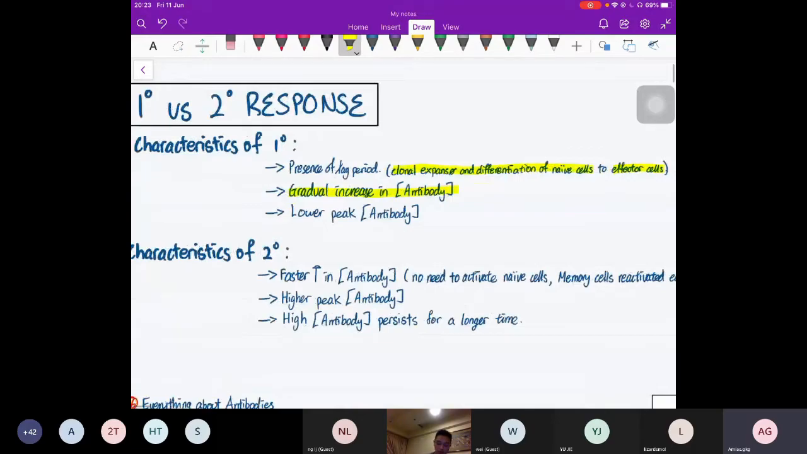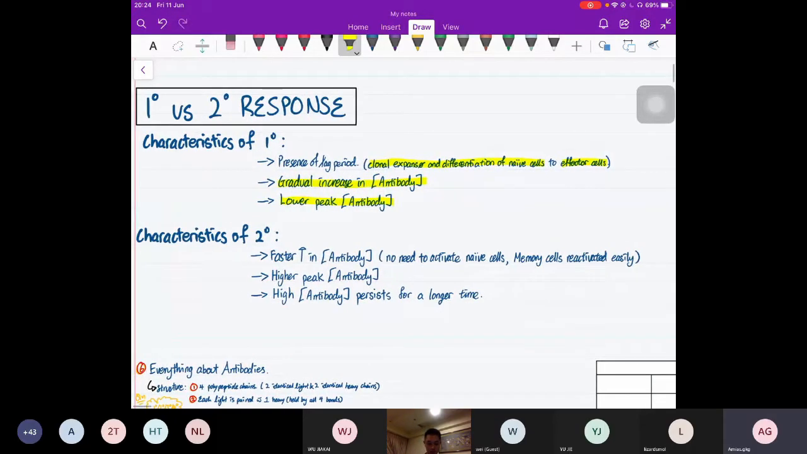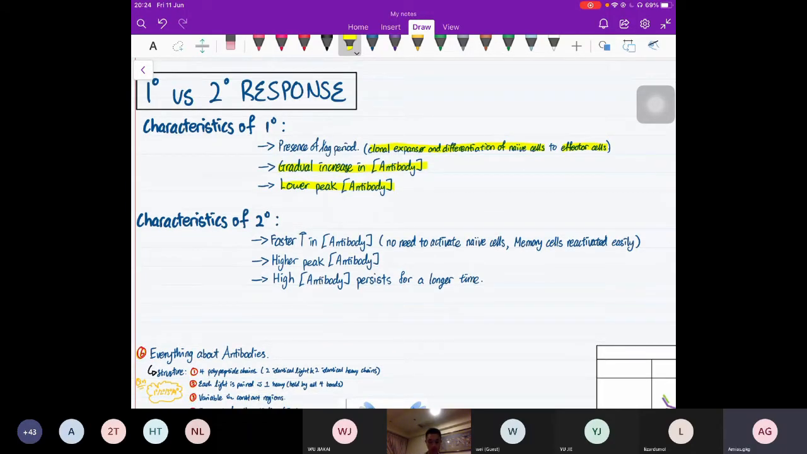And then the next one is the lower peak concentration of antibodies. So the peak of your antibody concentration will be lower in your primary response compared to your secondary response. And to recap, the secondary response is the encounter with the same pathogen again. Okay, so when you encounter the same pathogen again, there'll be a faster increase in your antibody concentration.